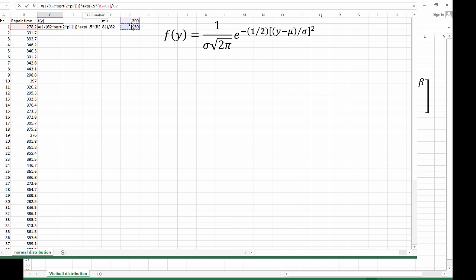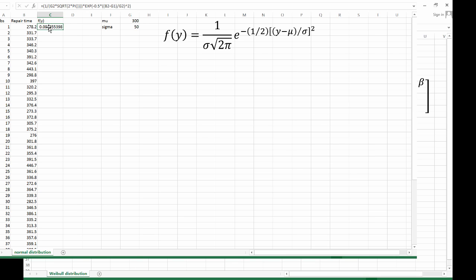We need to square y minus mu divided by sigma, less than or equal to 24.4. Okay, so this is our initial guess. We want to do the same thing down here, but of course, with the PDF evaluated at 24.4.